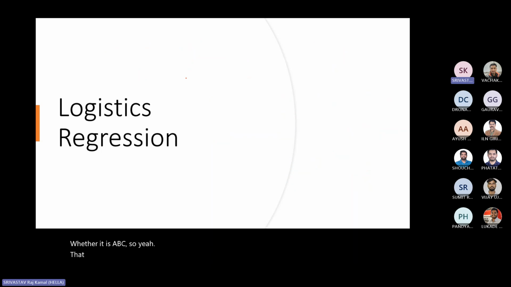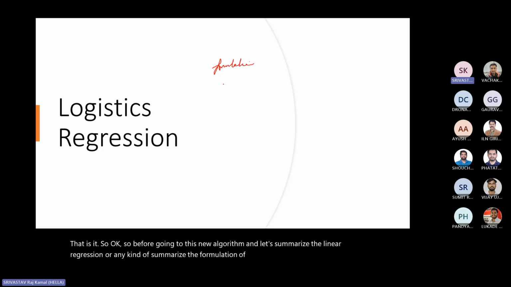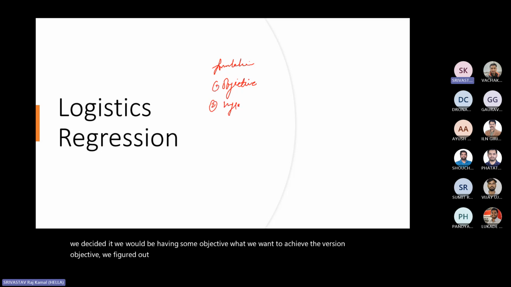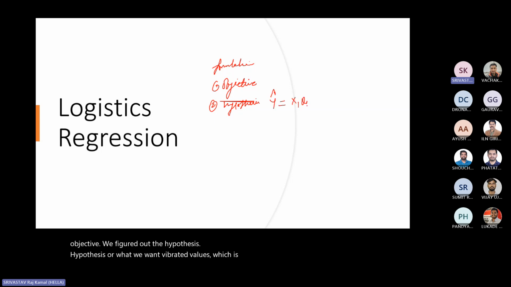So before going to this linear algorithm, let's summarize the linear regression, or rather the formulation of any machine learning algorithm. Initially we decided that we would have some objective, what we want to achieve. Based on the objective, we figured out the hypothesis. We want y predicted values, which should be something like theta 1 x1, theta 2 x2, and so on, up to theta n xn.